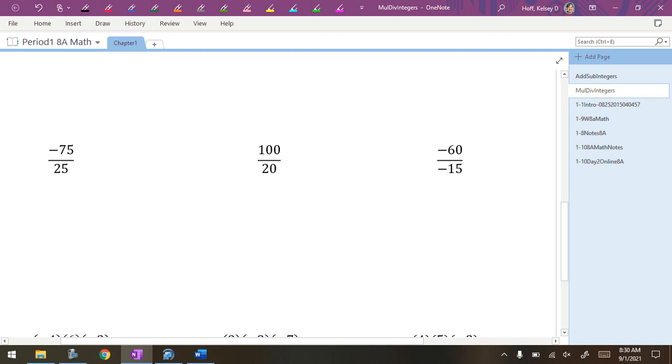Trying to figure out how many groups of 25 are in 75. Is it 15? Mm-mm. 25? Mm-mm. Whatever you have in there, I don't want to hear it. I can hear you.